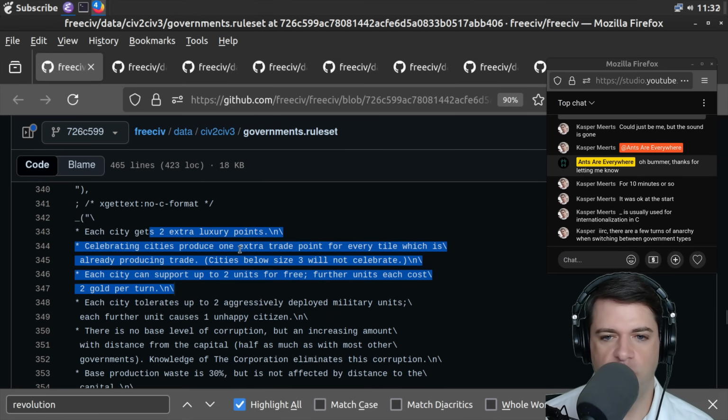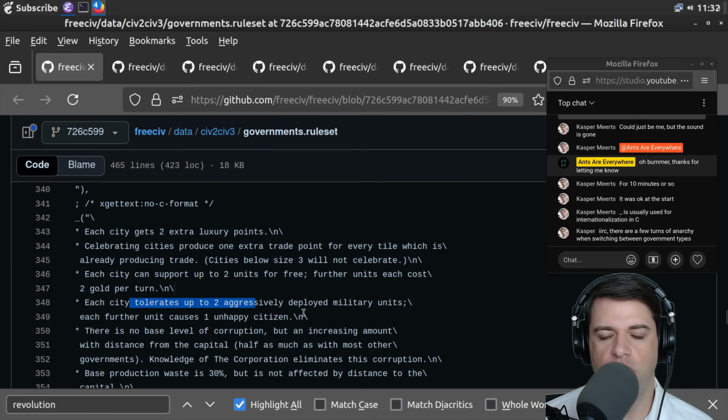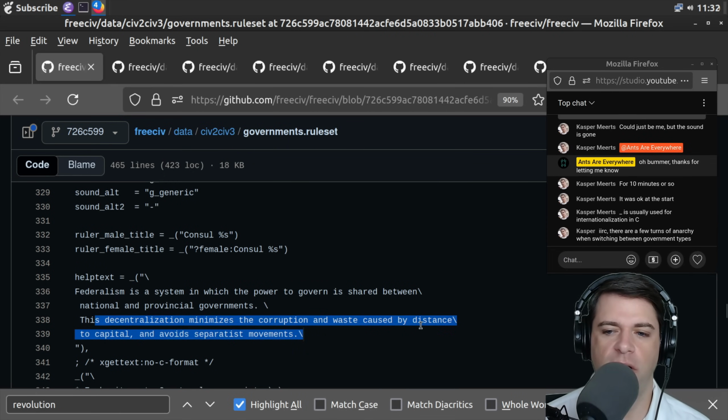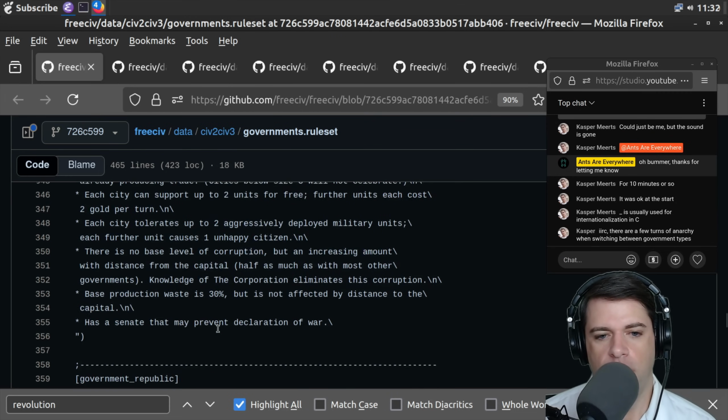Celebrating cities produce 1 extra trade. Each city tolerates up to 2 aggressively deployed military units. There's no base level of corruption. The decentralization minimizes the corruption and waste caused by distance to capital and avoids separatist movements. It doesn't say what it's a good government for, like some of the other ones.